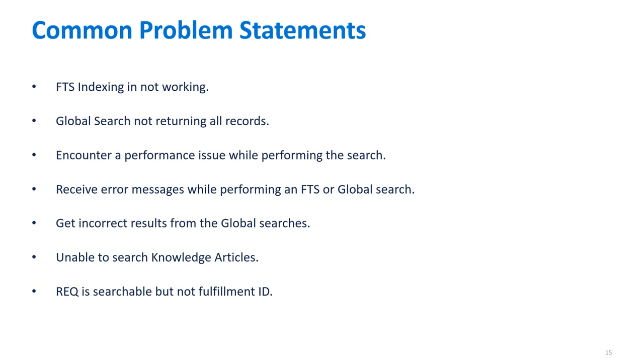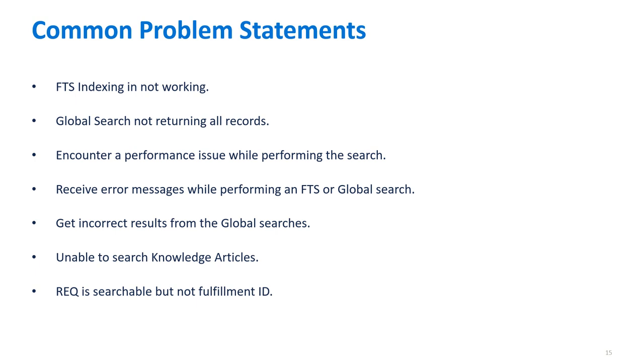Now we are moving towards some of the troubleshooting. But first of all, let's try to understand some of the common problem statements which we always get, and we start investigating based on the problem statement. So number one is FTS indexing is not working. This is a very common thing. Global search is not returning all records matching the same word.